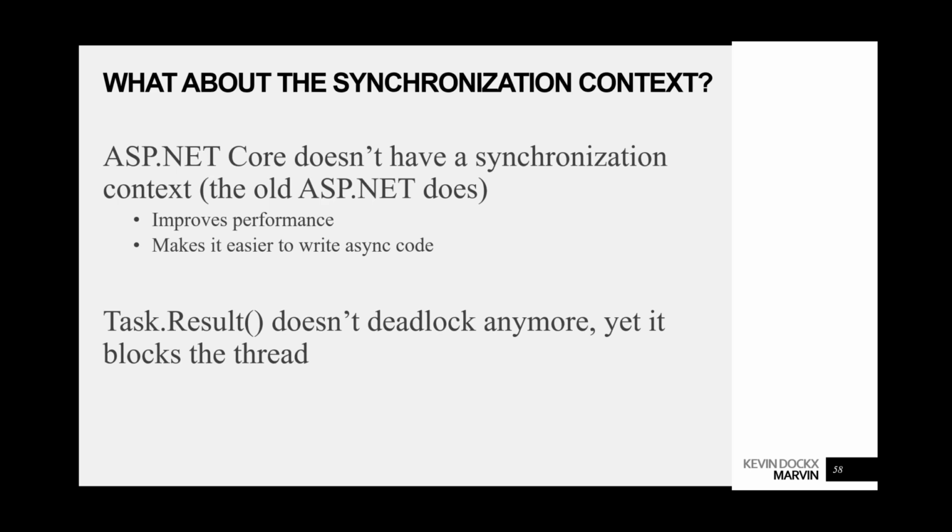And something that's also important, if you've written async code in the full .NET framework before, you know that you can easily end up with a deadlock by calling task.result in some cases. Well, that doesn't happen anymore in ASP.NET Core. The deadlock is gone because of the missing synchronization context. But you still shouldn't use it because it blocks the thread. So don't do that.